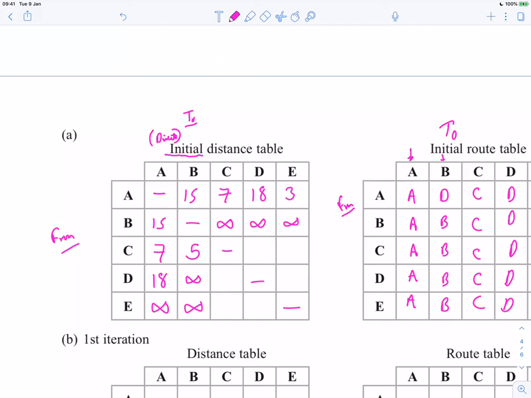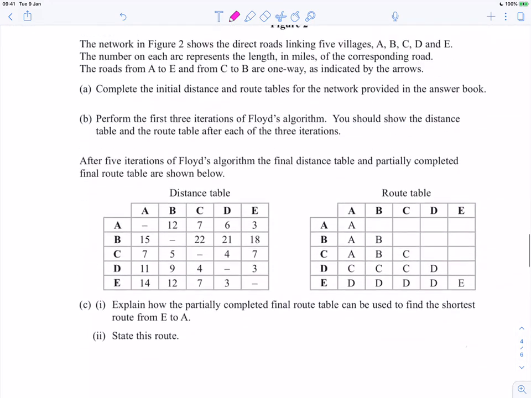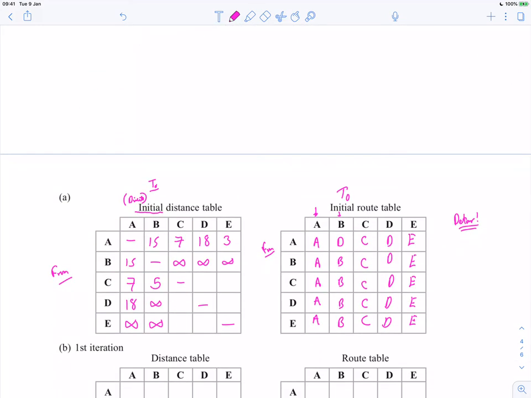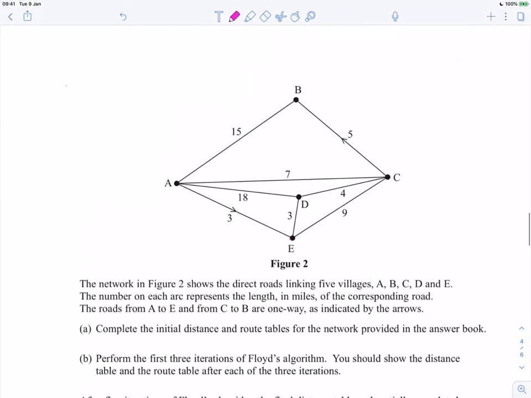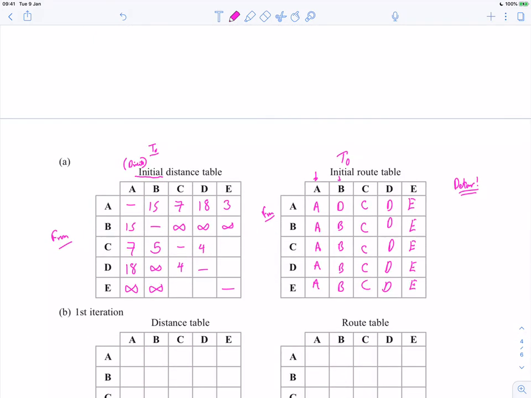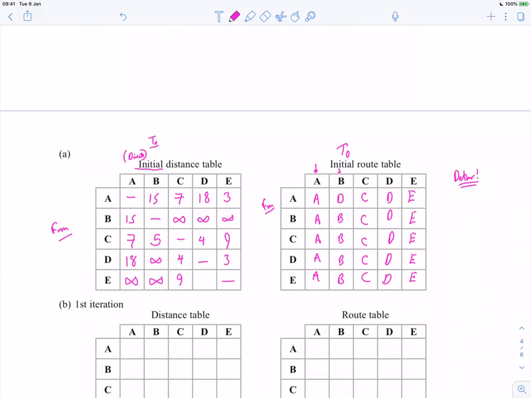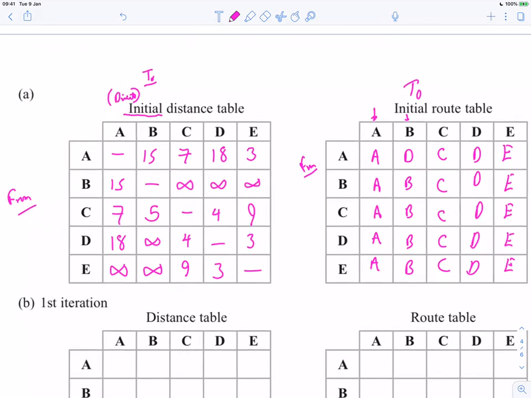Okay, now let's look at C. Can you get from C to D? Yes, you can. It's a two-way street and it's 4. So C to D is 4 and D to C is also 4. Can you get from C to E? Yes, it's 9 and it's a two-way street, so that's fine. So C to E is 9, E to C is also 9. And the final one is D to E. Well, D to E is a two-way street, which is 3, so we're going to leave it as that. So that's D to E is 3 and E to D is 3. Okay, there is my initial distance table.